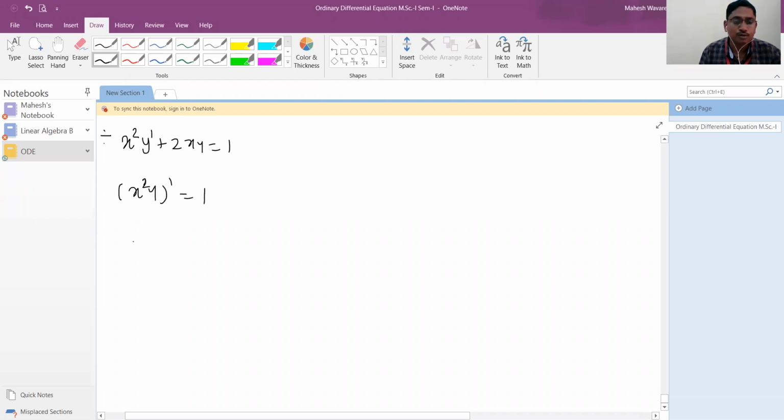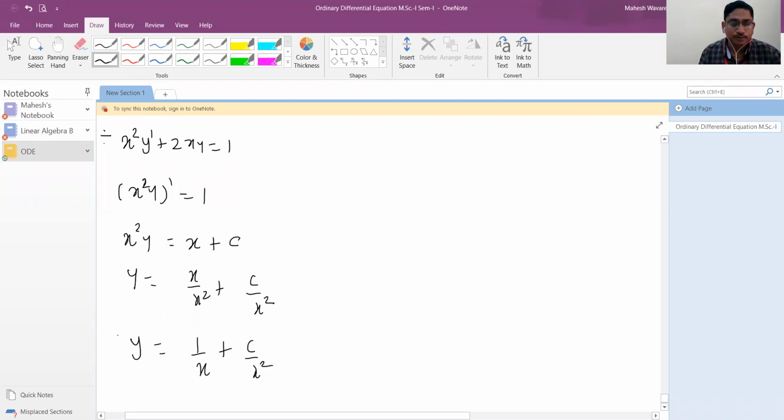So y means the solution, you are going to find it. So what is it? x square y is equal to integration of 1 plus constant of integration c. So the value of y is x upon x square plus c upon x square. So that is y is equal to 1 by x plus c upon x square. This is the solution. We haven't applied our usual method, but you can do it by your regular method.